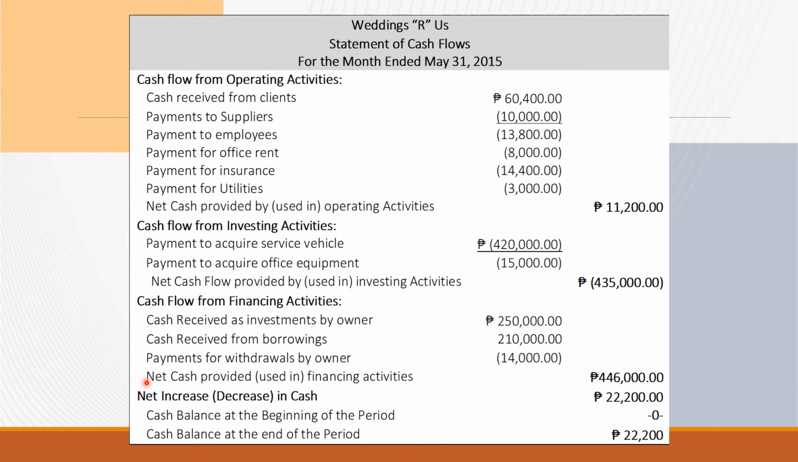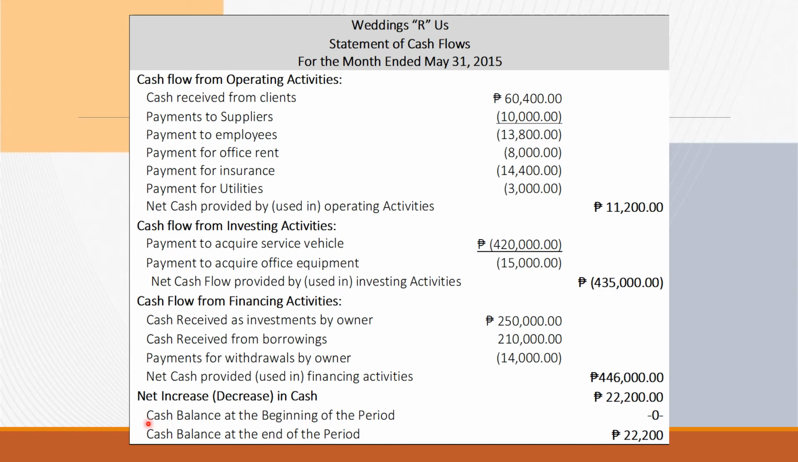So the net cash provided or used in financing activities is determined by adding the cash received as investments by owner to the cash received from borrowings and then deducting the payment. So we have here positive 446,000 pesos. The net decrease in cash is the totality between the net cash provided or used in operating activities, in investing activities, and in financing activities. So we have here 22,200.